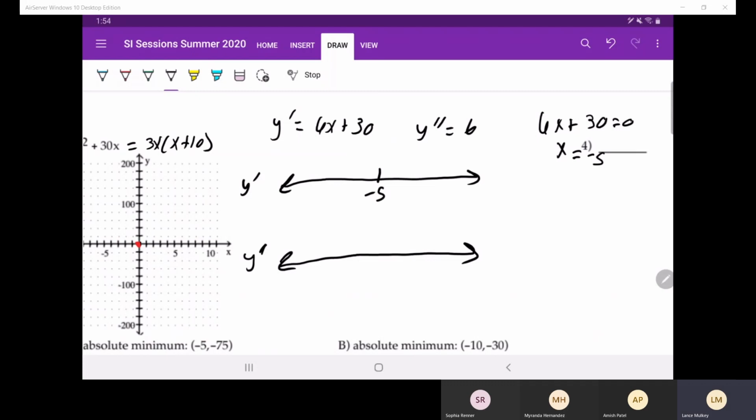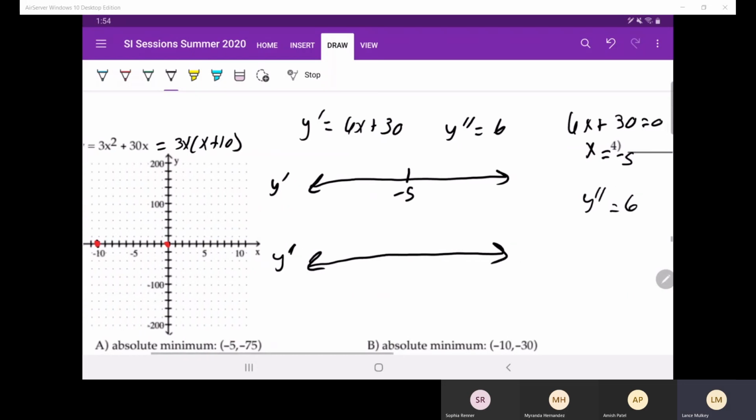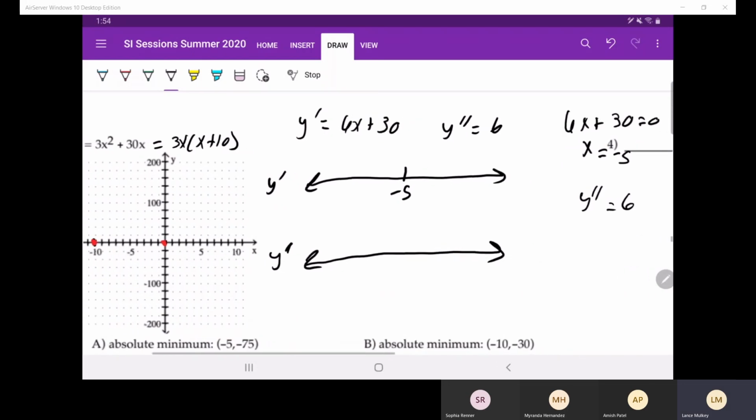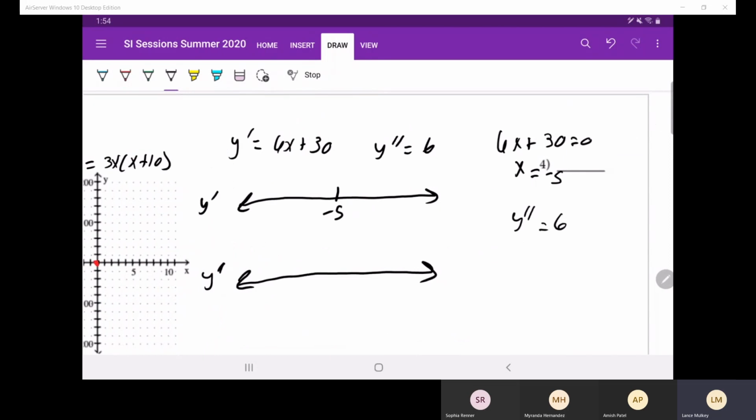X equals negative 5. It's positive all the way through. It'll never change. It'll never equal 0. So you don't have any inflection points in this graph. Obviously, it's a quadratic, but still. So now you plug in a number less than negative 5.